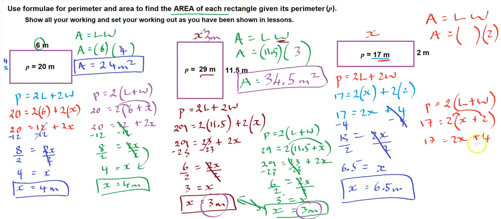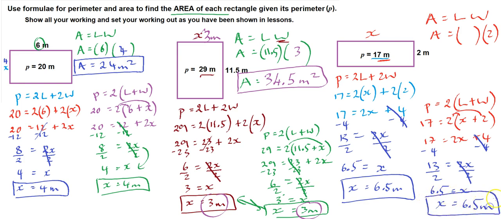Then we cancel out the plus 4. So we're left with 2x. 17 minus 4 is 13. Divide by 2. Do the inverse of timesing by 2, remember. That leaves us with x. And that leaves us 13 divided by 2 is 6.5. And again, we're left with the same answer. x is 6.5. Unit of measurement is meters.